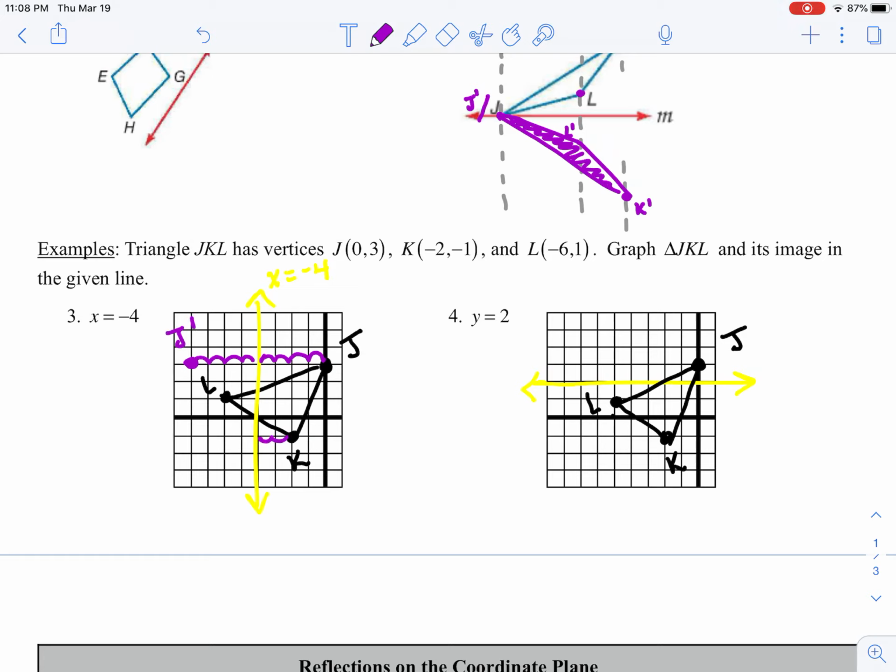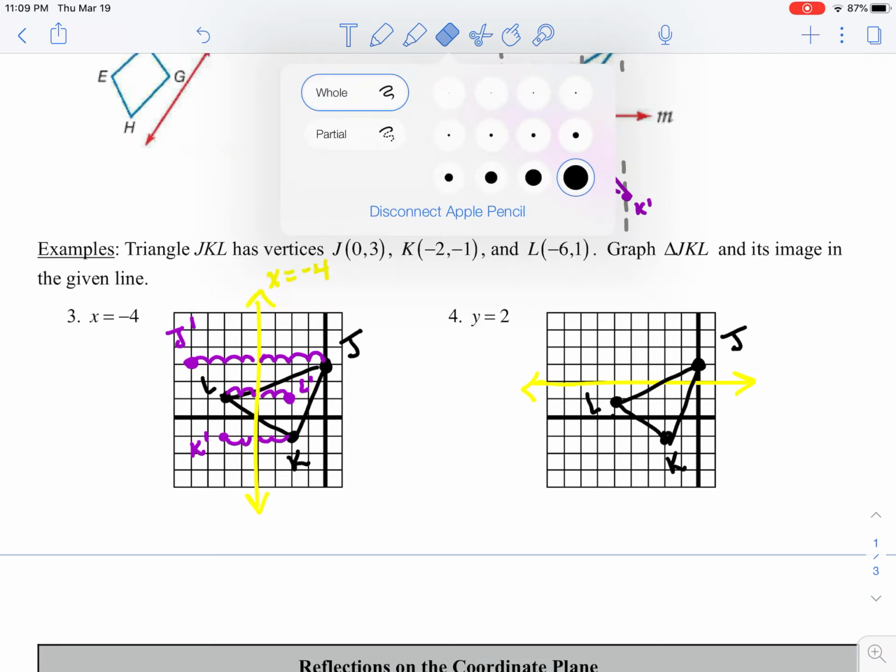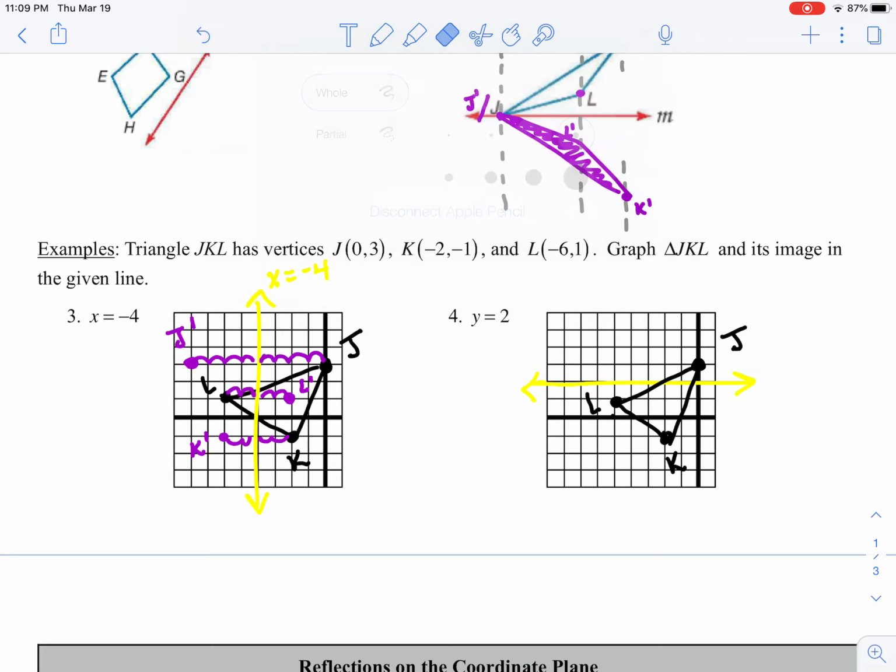Point K is 2 spaces to the right of the line of reflection, so K prime will be 2 spaces to the left of the line of reflection. Point L is 2 spaces to the left, so L prime will be 2 spaces to the right. Again, typically you wouldn't show what I call these little bunny hops, so let me get rid of them before I draw my image.